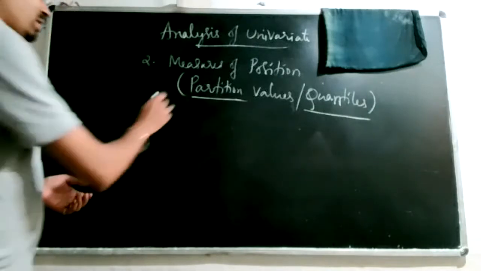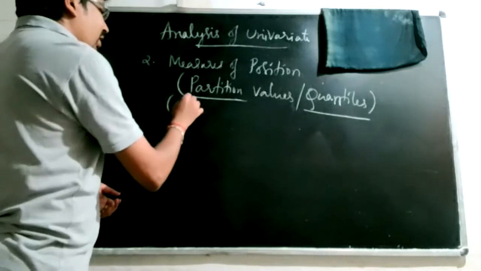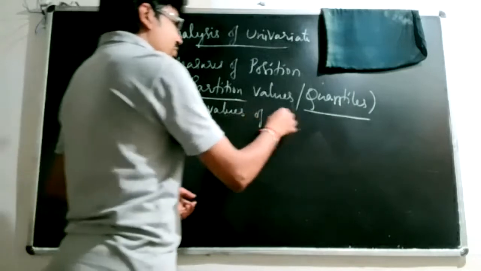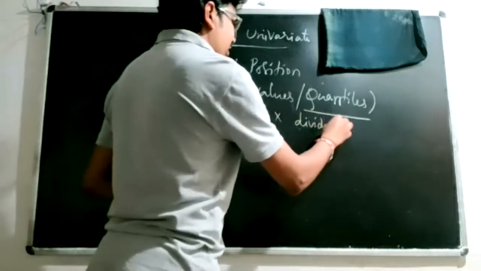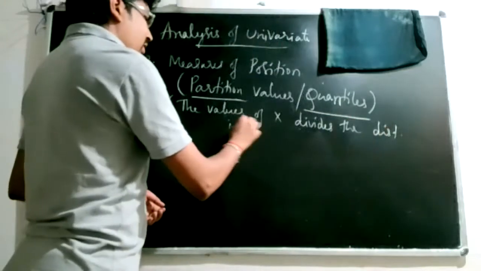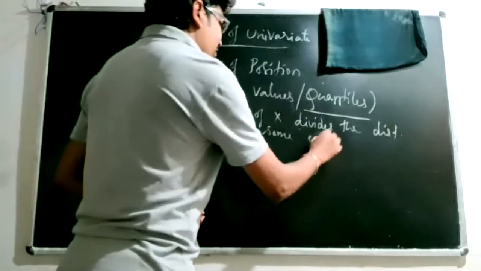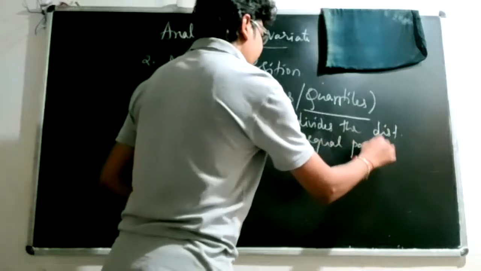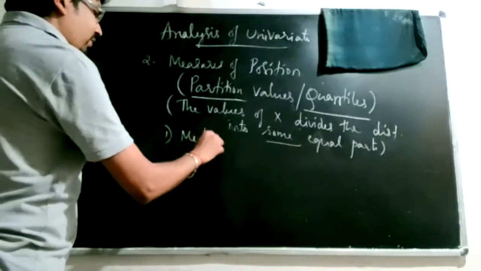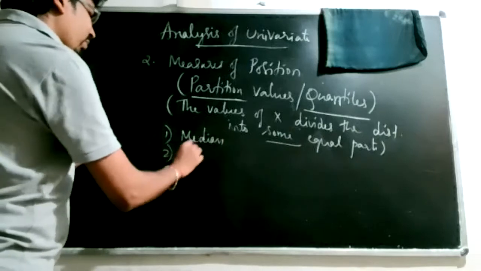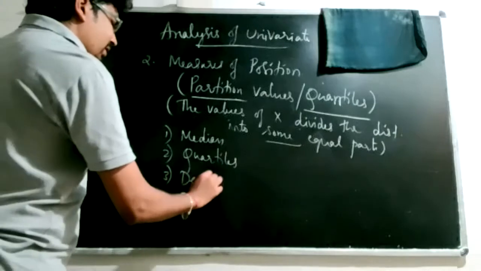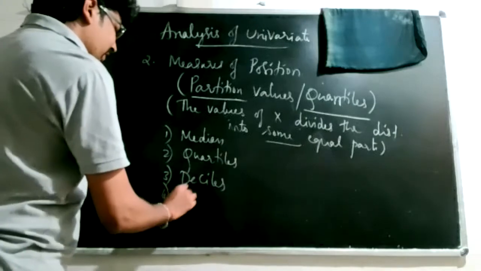Now, of the possibilities, we talk about the cases, or simply the values of x, which divide the distribution into equal parts. Based on how many parts you require, you define various such cases. Now, we commonly use 4 cases here, though you could have many such cases. The first one is median, second one is quartiles, then we have deciles and percentiles.